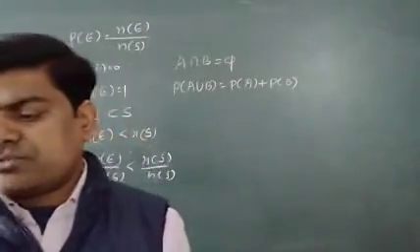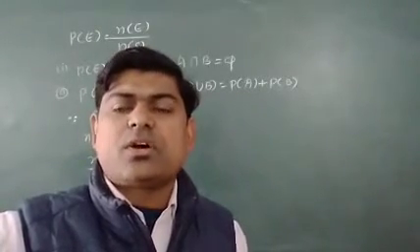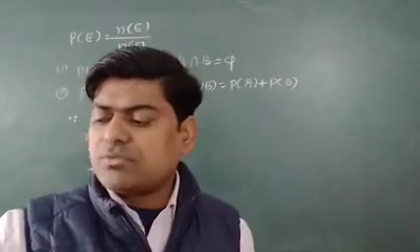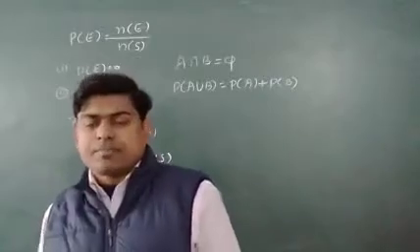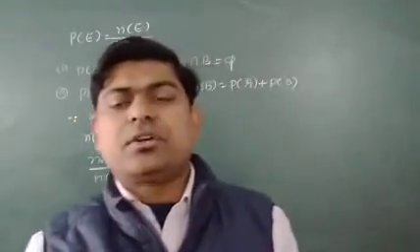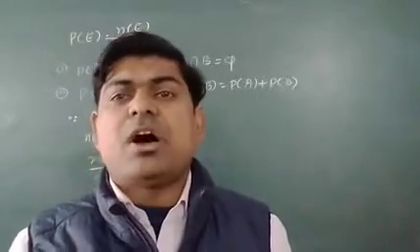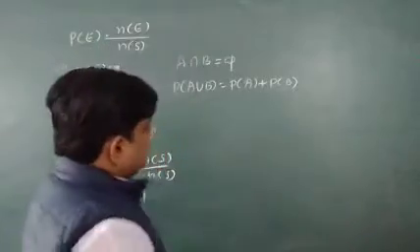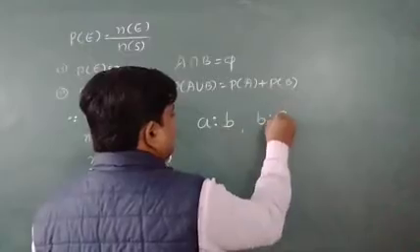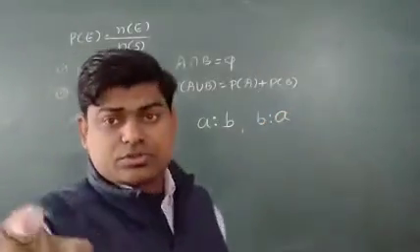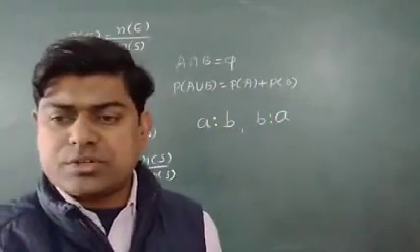A few more things I want to discuss with you. One topic is odds in favor and odds against. What are odds in favor and odds against? If we are doing some work and that work can occur in A ways and cannot occur in B ways, then A is to B is odds in favor and B is to A is called odds against. It was discussed in class 10th.